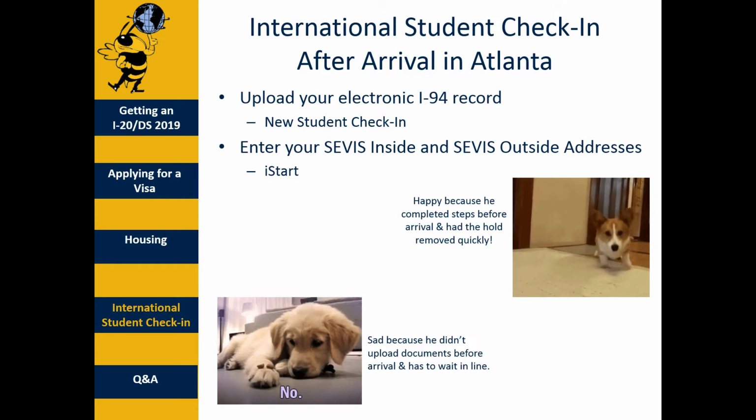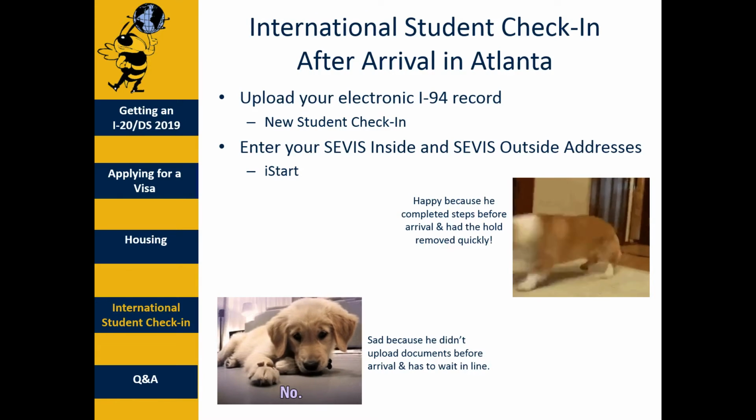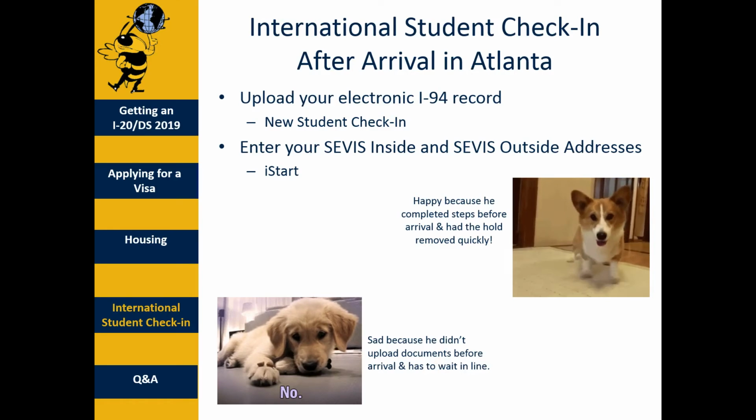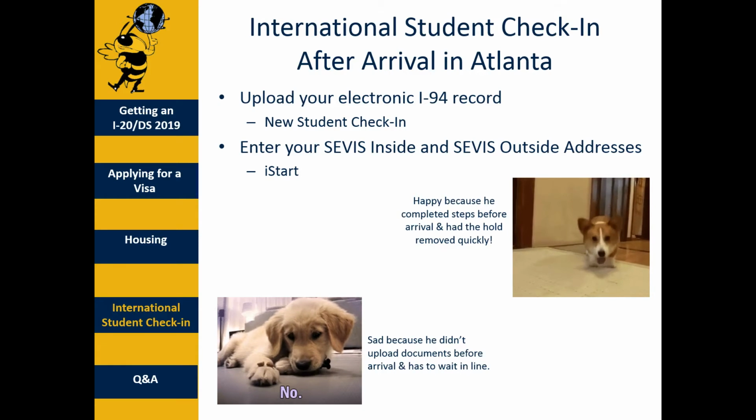You will also have to provide OIE with your home address. That's what we call the SEVIS outside address, your address back home in your home country, and your new Atlanta address. That's what we call the SEVIS inside address, both of these through iStart as well. If you have a temporary Atlanta address, enter that to complete check-in. Then you will have to update it when you move into your permanent room.